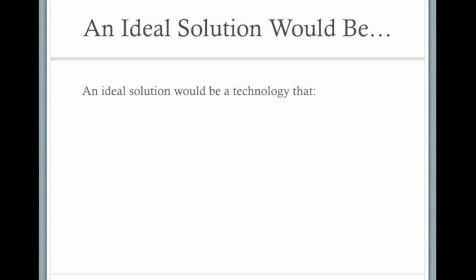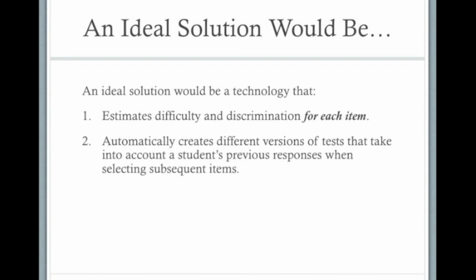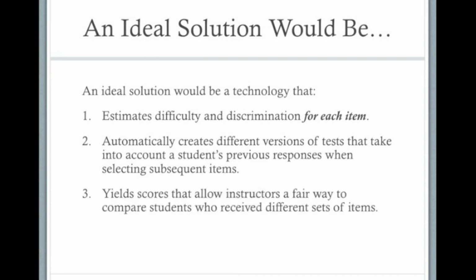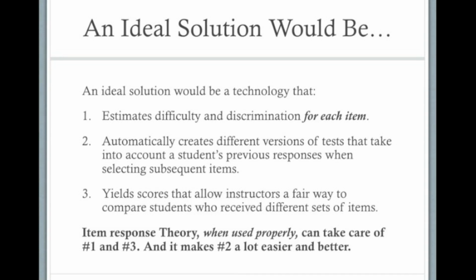An ideal solution would be a technology that can estimate difficulty and discrimination for each item, automatically create different versions of tests that take into account previous responses, and that yield scores that allow instructors a fair way to compare students who received different sets of items. Item response theory, when used properly, can take care of number 1 and number 3. And with number 1 and 3 taken care of, number 2 is far easier to accomplish.